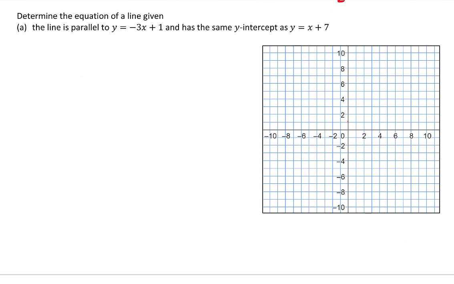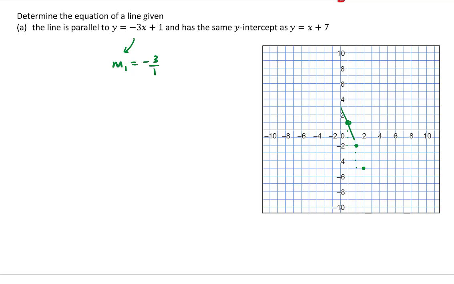So now let's go through the questions. Determine the equation of a line given the line is parallel to y equals negative 3x plus 1. So remember that negative 3x plus 1 has a y-intercept of 1, and a slope, we'll call it m1, of negative 3 over 1. Remember that negative 3 is the same thing as negative 3 over 1, so it's down 3 and to the right 1. And we can plot a couple points.